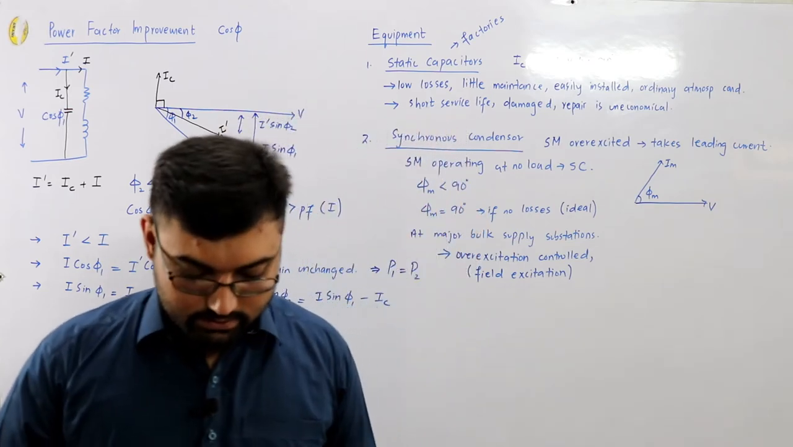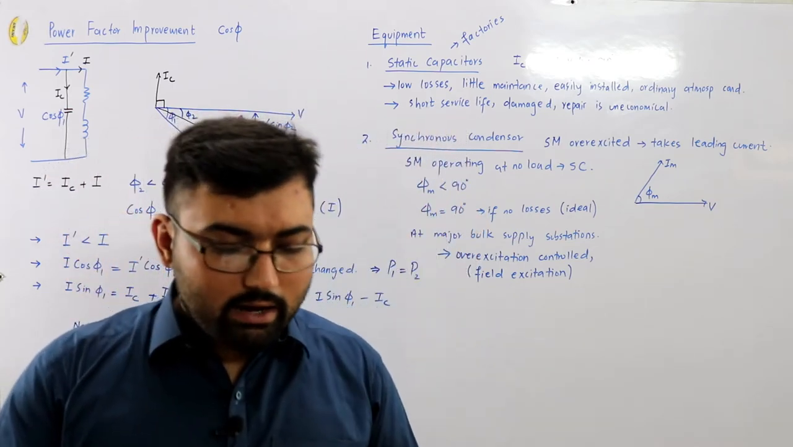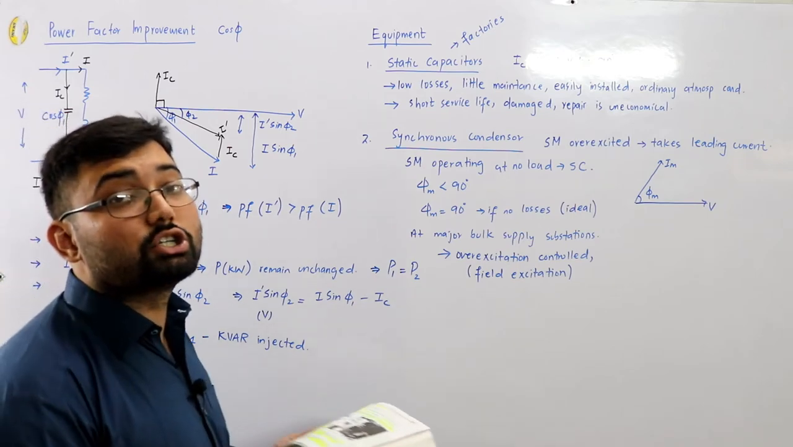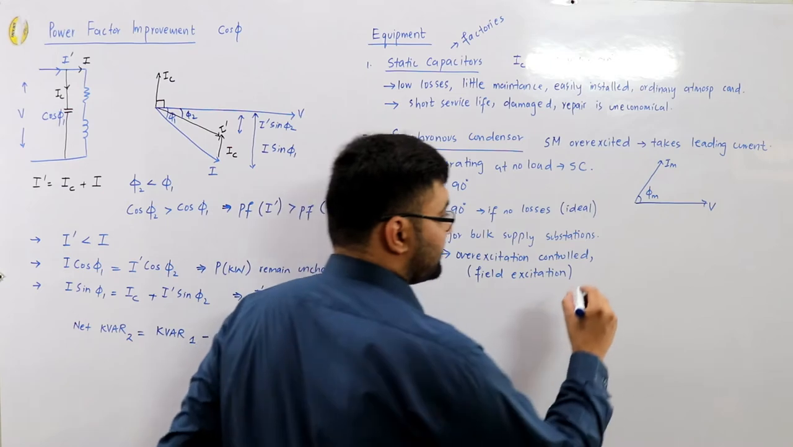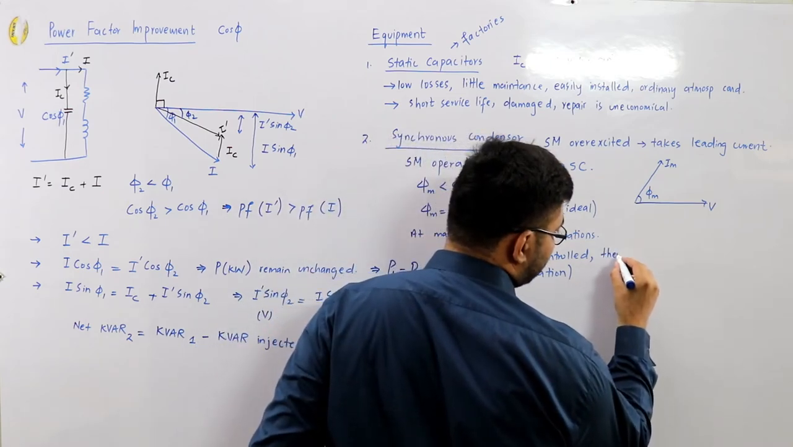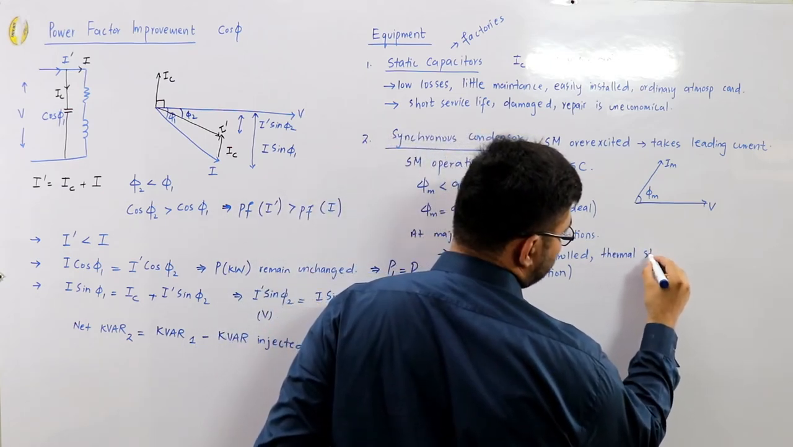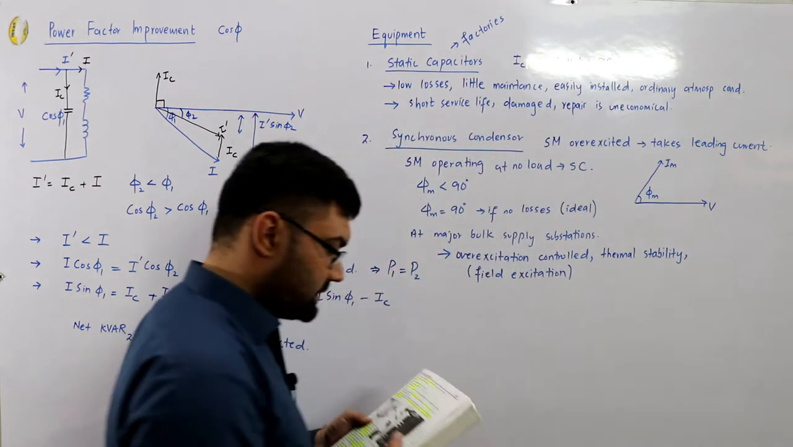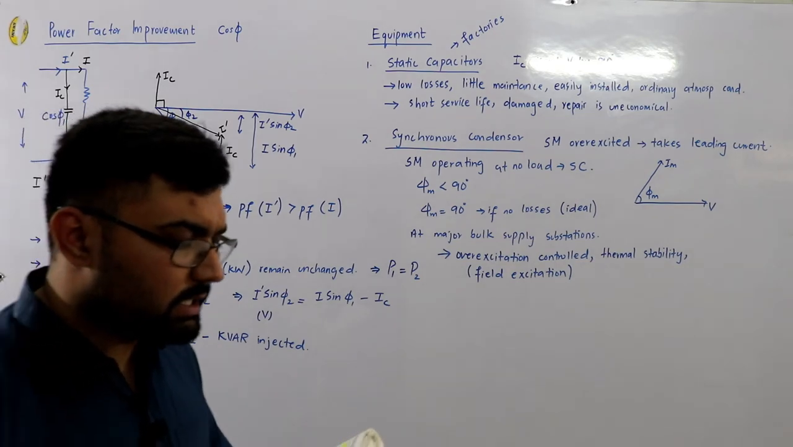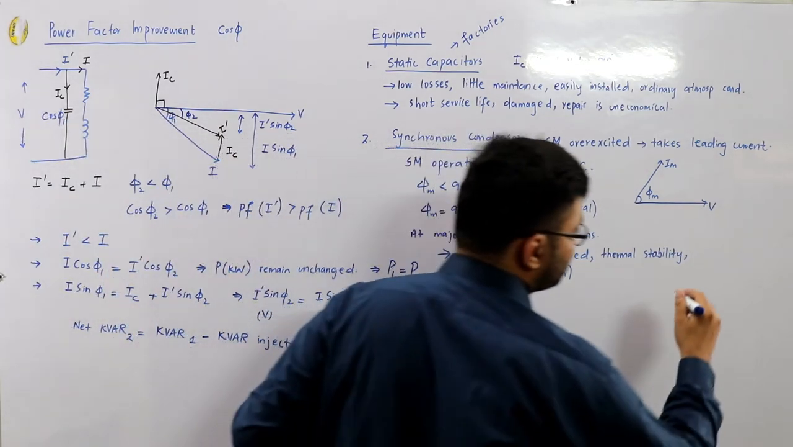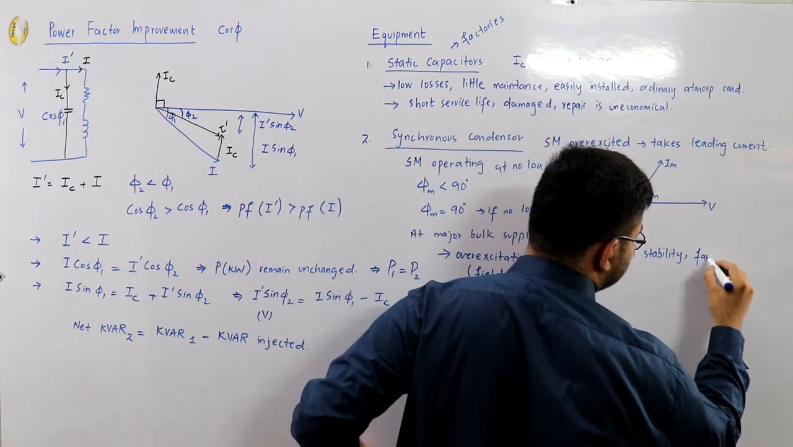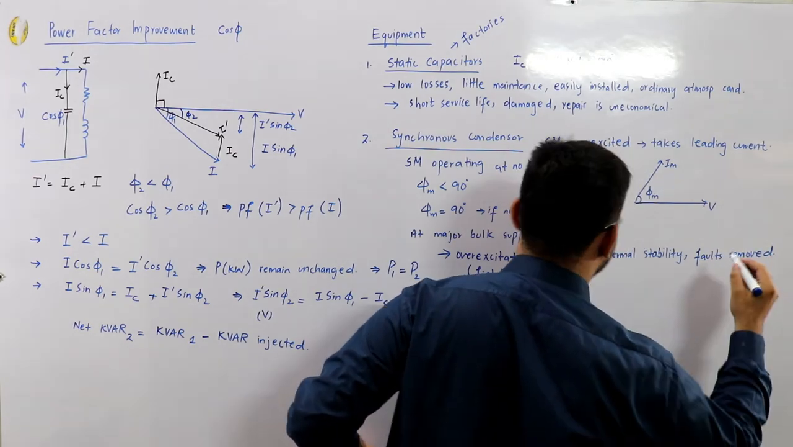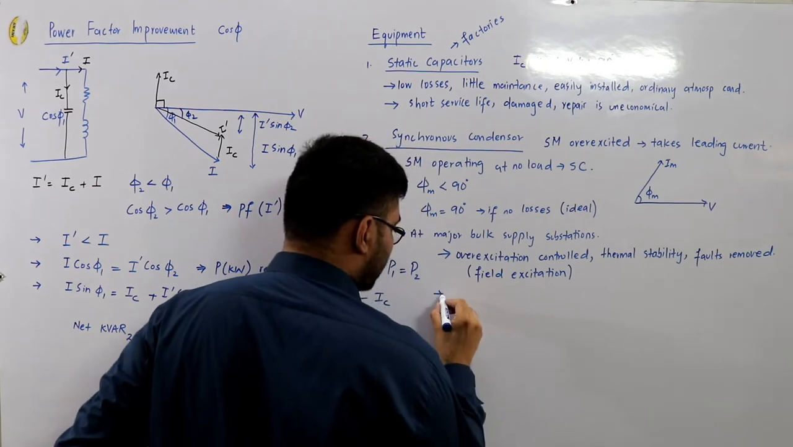The motor windings have high thermal stability to short circuit currents. So they have a thermal stability to short circuit currents. The third is what? The faults can be removed easily. So I would just write faults removed. You need to read out the book for yourself.